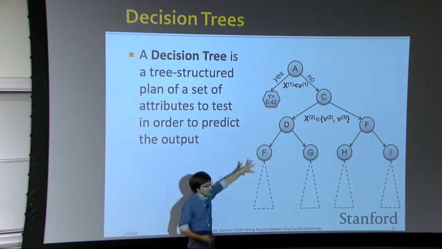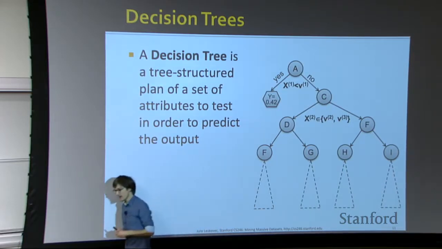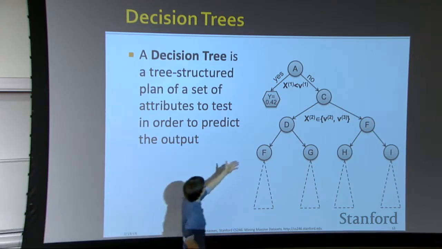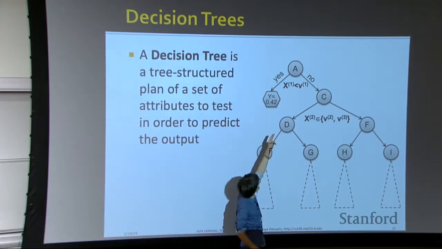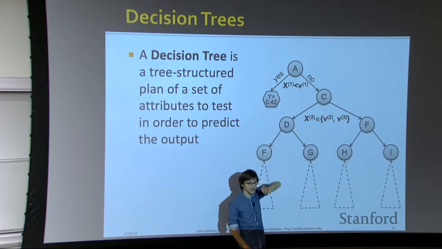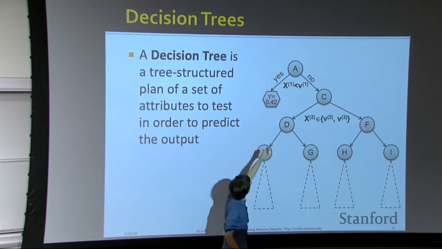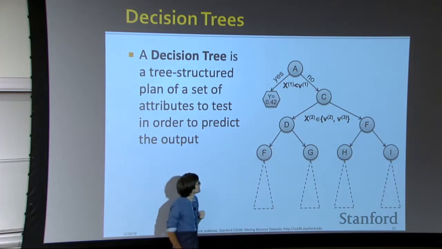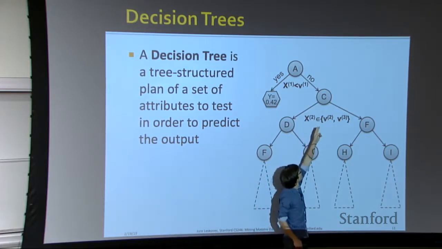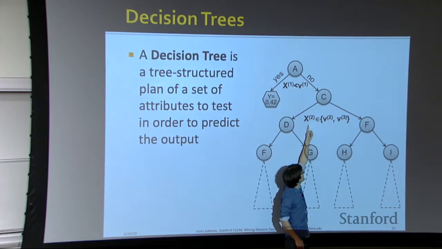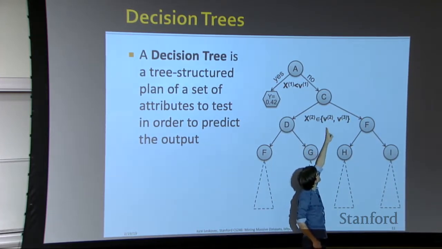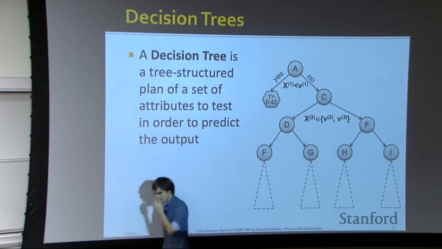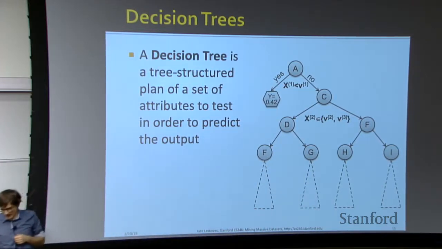It is simply a discrete tree structure where at every node of the tree we have a condition that says which attribute to look at and what value. If that condition is satisfied, we go left, and if it's not satisfied, we go right. So this is a particular rule. It says at node C2, examine the second feature and see if the value of the second feature is V1 or V2, then go to the left, otherwise go to the right. And that's called a decision tree.